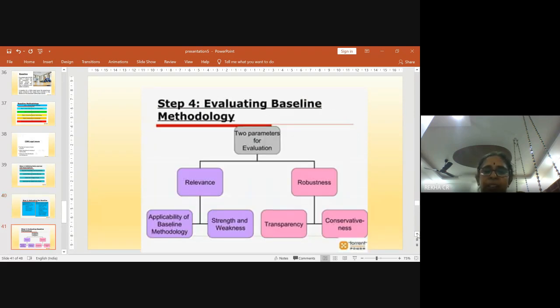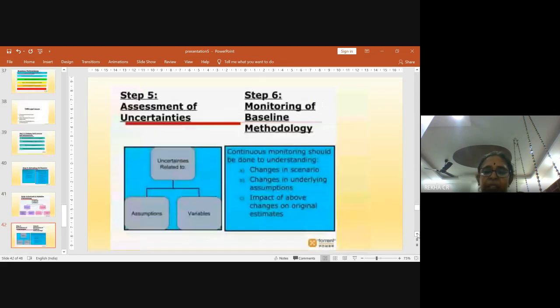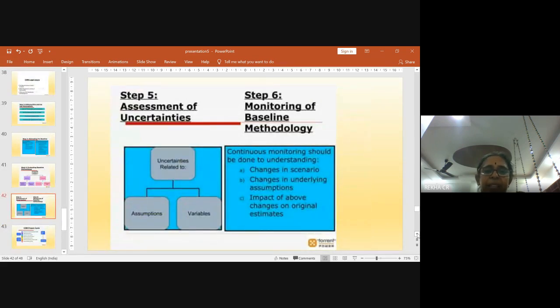Step four is evaluating the baseline methodology. The two parameters for evaluation are relevance and robustness. Relevance is the applicability of the baseline methodology, its strengths and weaknesses. Robustness is transparency or conservativeness. Step five is assessment of uncertainties related to assumptions and variables. Step six is monitoring of the baseline methodology. Continuous monitoring should be done to understand the changes in the scenario, changes in underlying assumptions, and the impact of the above changes on original estimates.